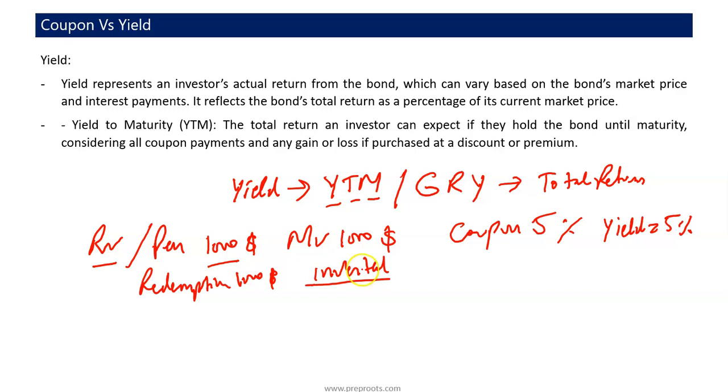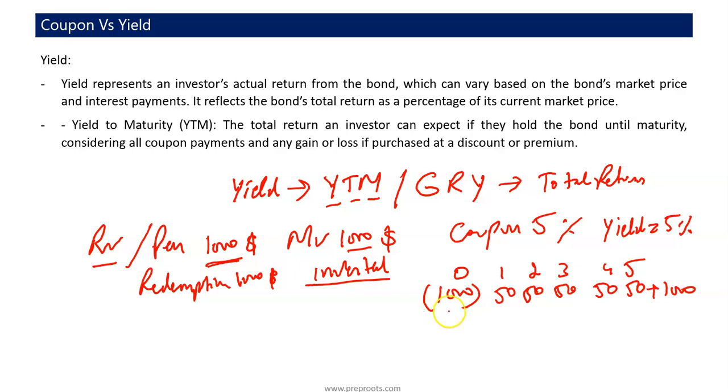So when you buy the bond at the par value, you have invested 1,000, you will get back 1,000 at the end of the bond's life. For example, if it's a 5-year bond, in year 0, you have invested 1,000. Every year you will get 50, 50, and in the last year you will get 50 plus 1,000. So if the market value and the redemption value are both the same, you have invested 1,000, you are getting back 1,000, so coupon and YTM both will be the same. This is the number 1 case.